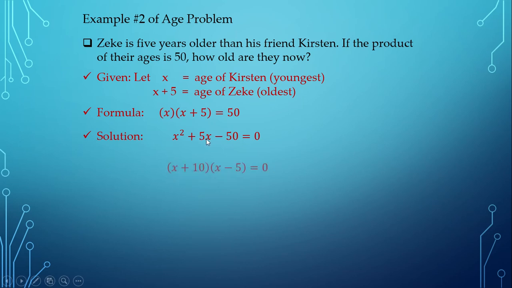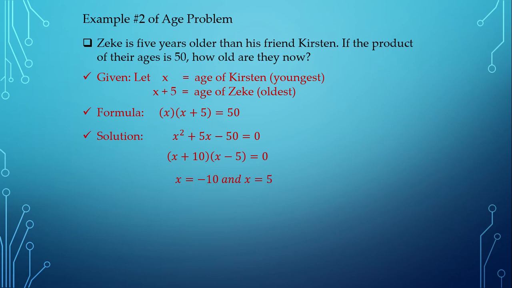Okay? So for this video lesson, I make use of the factoring method. Why? 5x is the sum, negative 50 is the product. The factors of 50 are 10 times 5. Negative 50, positive 10 times negative 5 is negative 50. And to get the sum 5, positive 10 minus 5 is positive 5. Sum, product, negative 50.